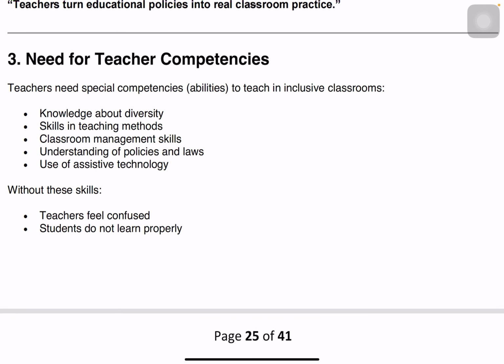Need for teacher competencies. Teachers need special competencies, abilities to teach in inclusive classrooms: knowledge about diversity, skills in teaching methods, classroom management skills, understanding of policies and laws, use of assistive technology. Without these skills, teachers feel confused, and students do not learn properly.